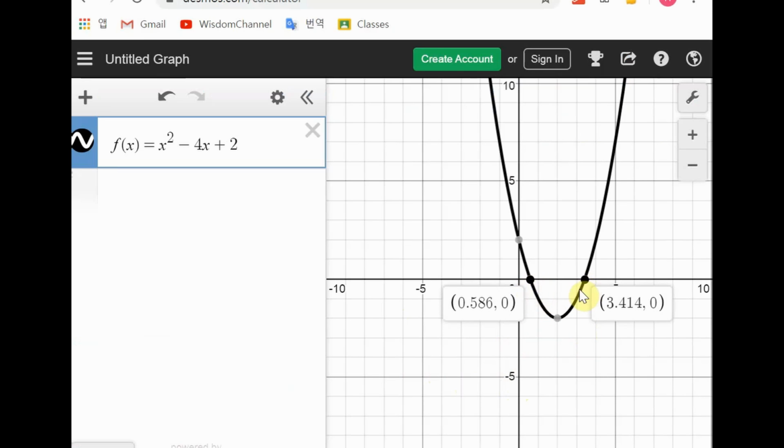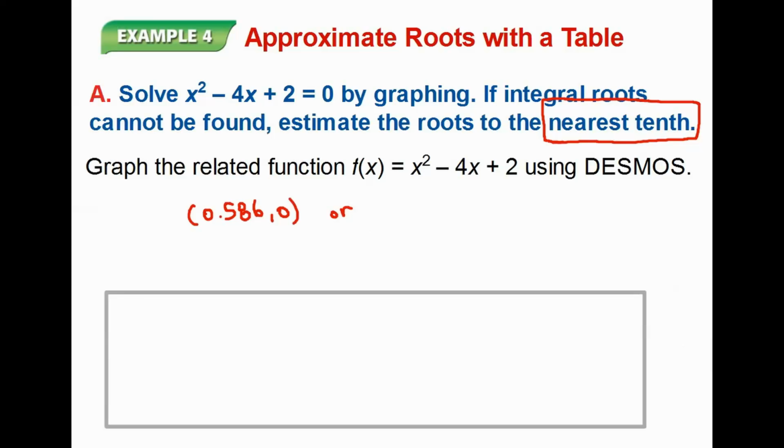If I click it, it will tell you the exact value. The first one is at 0.586. The second one is at 3.414. When you round up from the hundredths, this is over 5, so I could write 0.6. For the second one, since 1 is less than 5, I cannot round up. I'll just keep it as it is, so x is equal to 3.4.